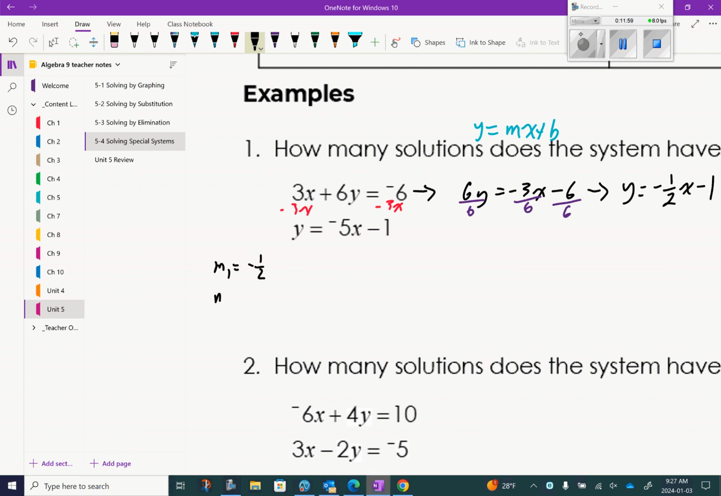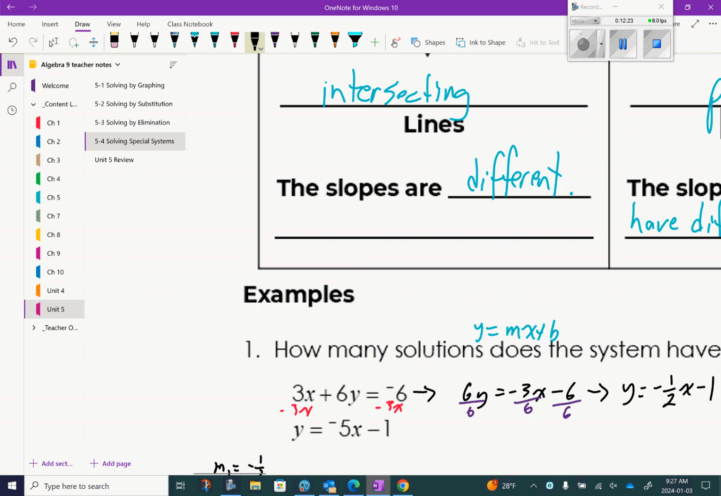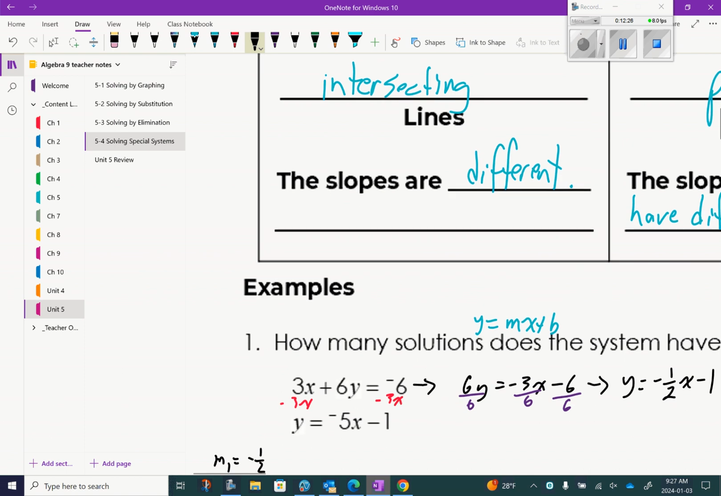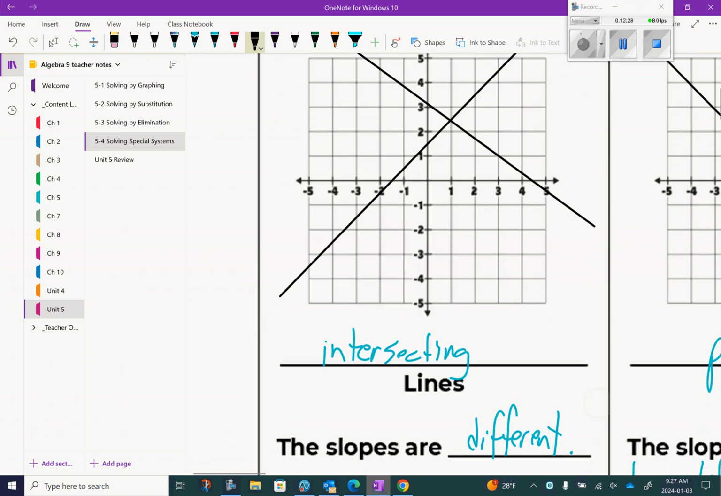For the second line, that was already in slope-intercept form. Don't have to do anything at all to that except read m, the slope, is negative 5. Don't say negative 5x. m is the slope, x is the variable. The slope of the second line is negative 5. These two lines have slopes that are different. They have to intersect somewhere.